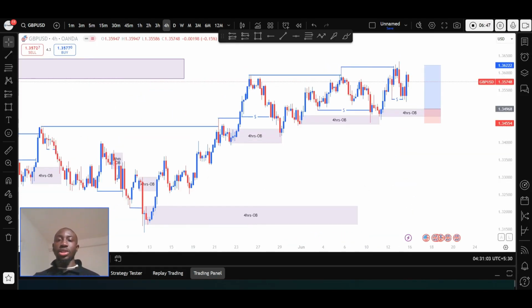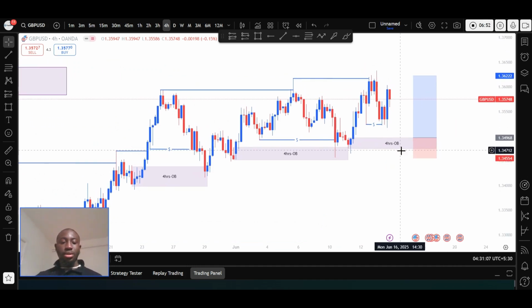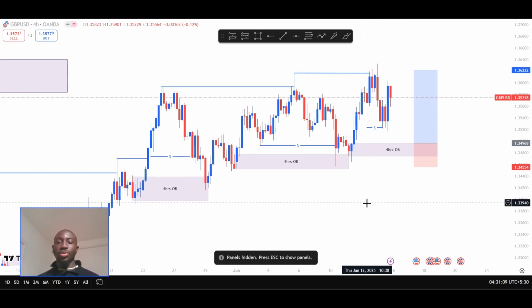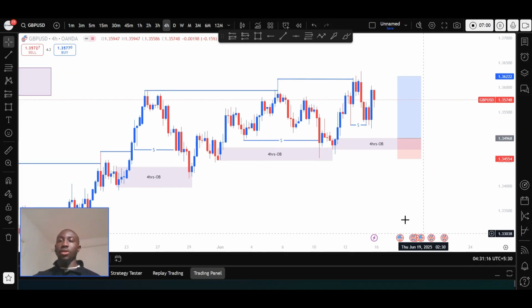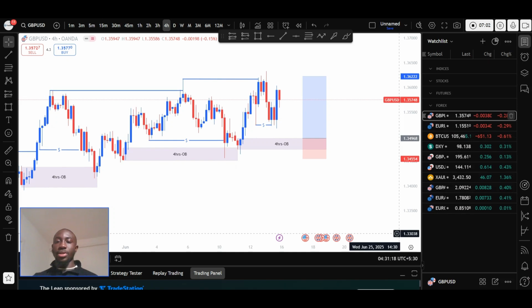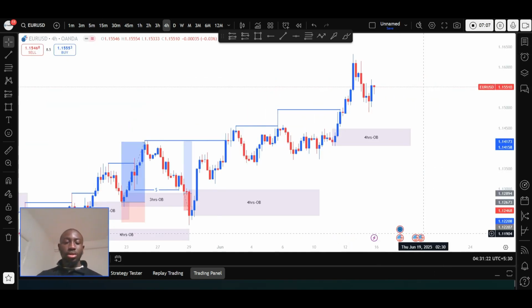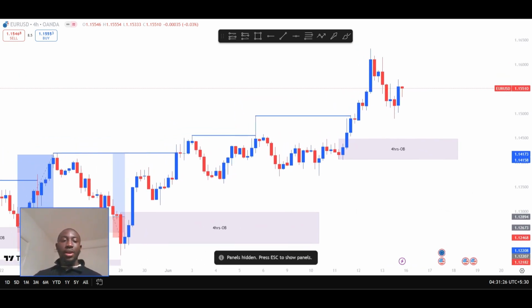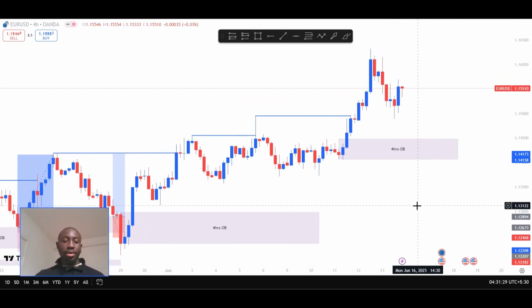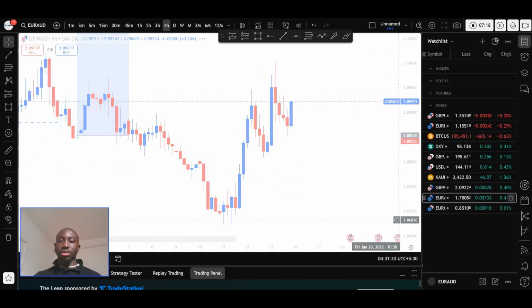For GBP USD, I'm waiting for GBP USD to get to this area before I can buy. So these are inducements. Break, and let's say it's going to go. Which other pairs again? Euro USD, I think same thing. Euro USD, yes, same thing. So I'm waiting for price to get to this area before I will buy. So I think those are the pairs that I have for now.